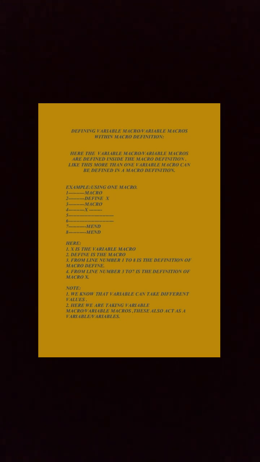Here x is the variable macro, define is the macro. From line number 1 to 8 is the definition of macro define. From line number 3 to 7 is the definition of macro x, that is variable macro x. Note here, we know that variable can take different values. Here we are taking variable macro or variable macros. These also act as a variable or variables.